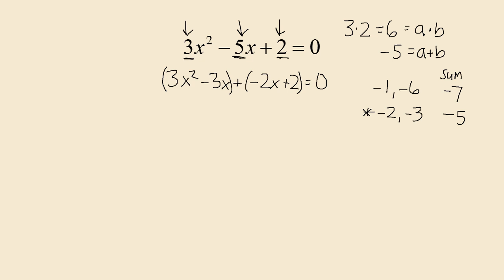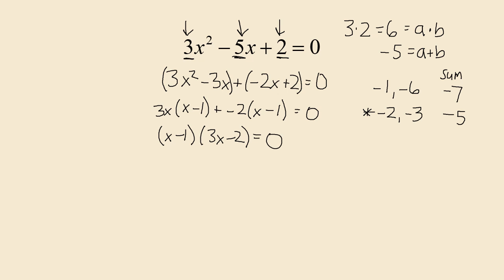So in the first set, I can pull out a 3x. And that leaves me with x minus 1. In the second set, I can pull out a -2. Remember, when there's a negative coefficient on this x here, we need to pull out the negative also. So we'll pull out a -2, and that leaves me with x minus 1. And I continue the factoring here by pulling out the x minus 1. And what's left is 3x minus 2.